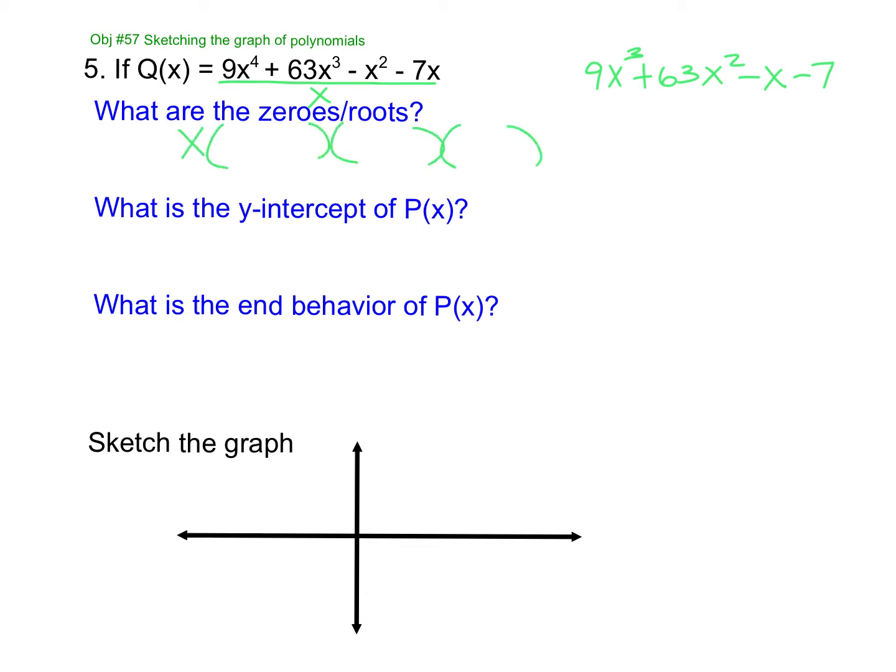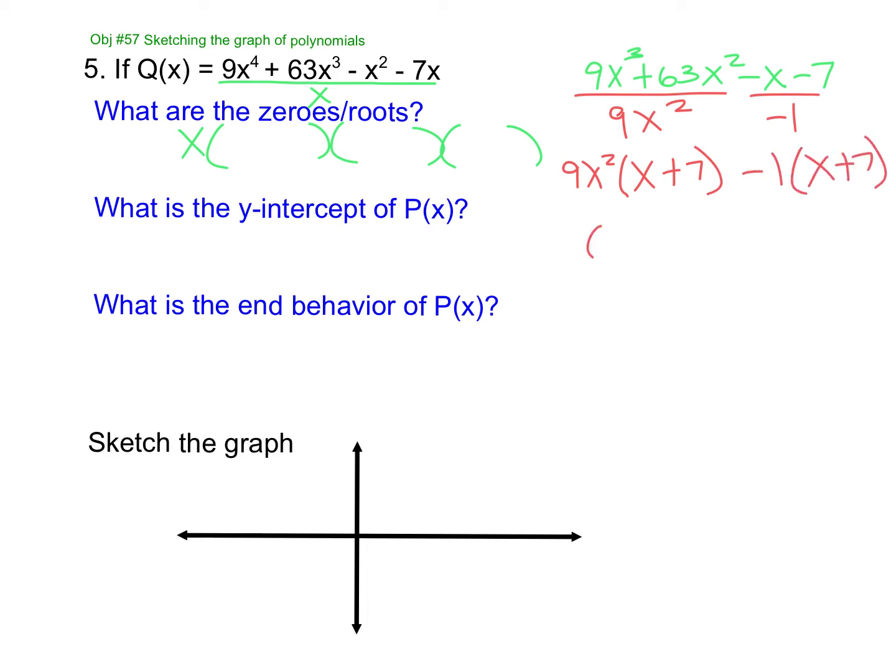Now go through and do factor by grouping with the rest of it. So I've got my x squared here and my minus 1 here. So 9x squared, just kidding. 9x squared, and I get x plus 7 minus 1, x plus 7. So we get x plus 7, 9x squared minus 1.